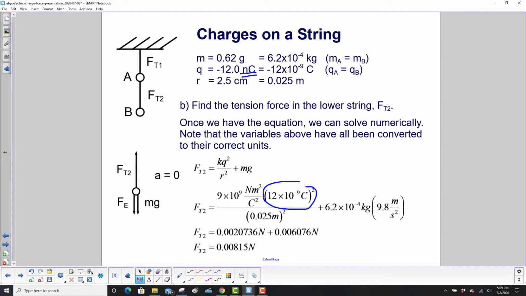And kilograms, did we have to do anything there? Yep, because we were given grams, right? It was 0.62 grams. So you have to move the decimal place 3 to the left to get kilograms. So that's 6.2 times 10 to the minus 4th kilograms, which we plug in here. And here's our gravitational acceleration. We add those two values together, and it's kind of a yucky calculation, but here you go. Tension force is 0.00815 newtons.